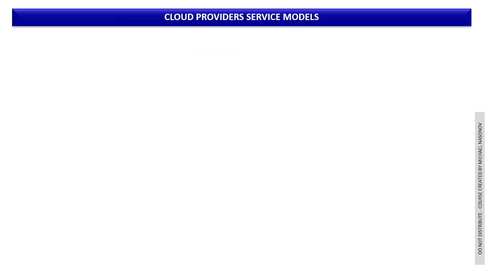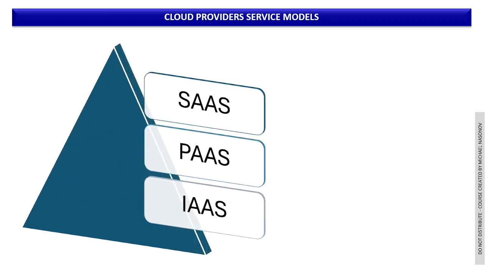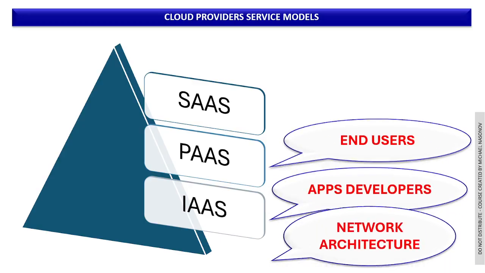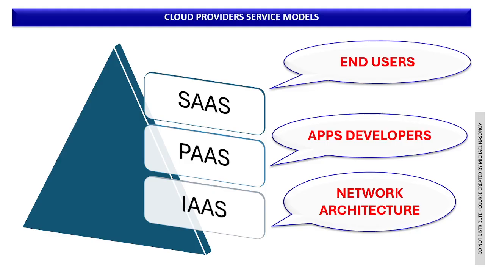Cloud provider service models: there are three of them. Let's go from the bottom up. Infrastructure as a service: the actual physical networking infrastructure. Then platform as a service, and software as a service. Software as a service: you rent or lease everything, and you are the end user, like leasing Office 365 from a cloud provider. Platform as a service is used by application developers. And network architecture is infrastructure as a service.